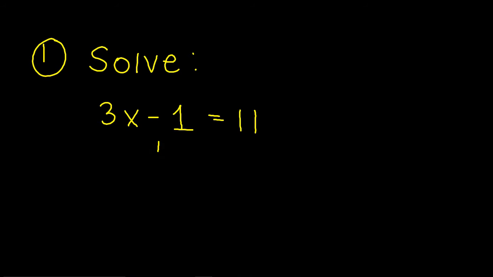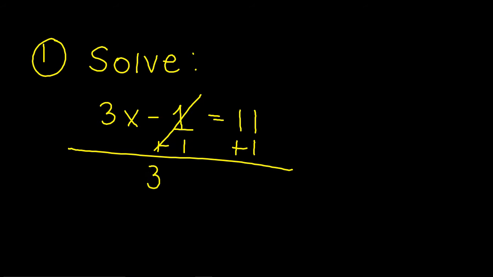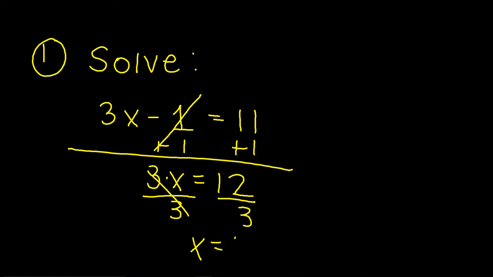To get rid of the minus 1, I'm going to use a plus 1 on both sides. The minus 1 and the plus 1 are going to cancel on the left side here. I'm going to get 3x equals 12. And now I'm back to a one-step equation. In order to get rid of the multiplication that's happening between the 3 and the x, I have to divide both sides by 3, and now the x is all by itself. I get x equals 4.